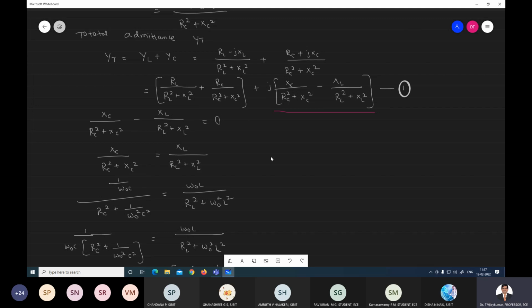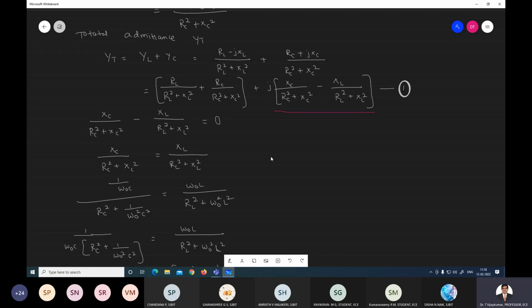Now separate the real and imaginary parts. Rewrite the above expression. The first terms contain the real part: RL divided by RL square plus XL square plus RC divided by RC square plus XC square, plus j times the imaginary part terms. The imaginary terms are jXC divided by RC square plus XC square and minus jXL divided by RL square plus XL square. Taking j as a common factor, we can write plus j into XC divided by RC square plus XC square minus XL divided by RL square plus XL square.